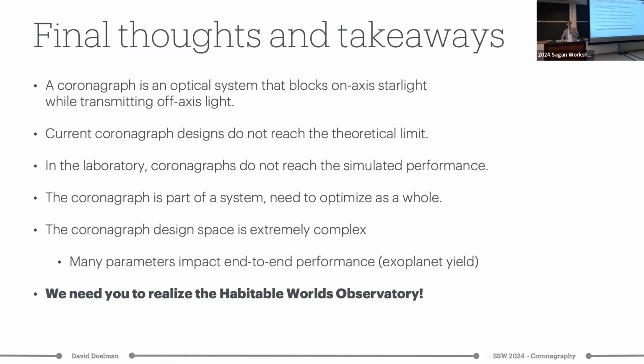Last question over here. Yeah, in the middle. Hi. Thanks for the very insightful talk, David. You mentioned robustness is one of the five metrics of performance for a coronagraph. I was just wondering, how would you quantify robustness? Is there a unit of measurement or something? How would you quantify that?